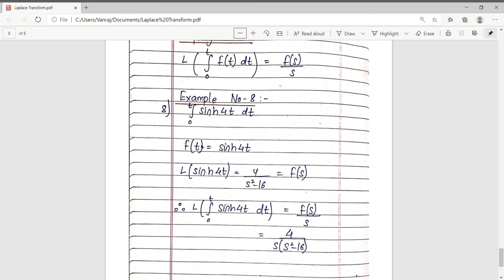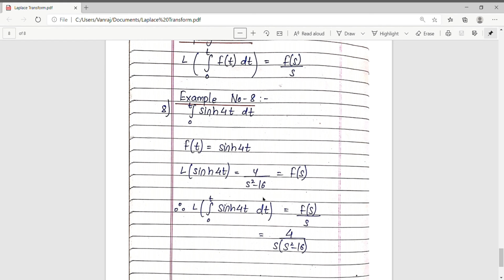So here f of t is sine hyperbolic 4t. So first of all we will find the Laplace transform of f of t, which is 4 upon s square minus 16. This is the basic formula of Laplace transform. So we have applied it over here and we have got f of s.